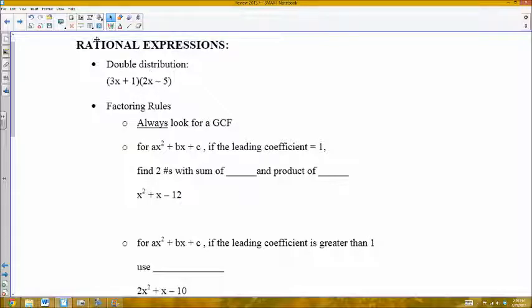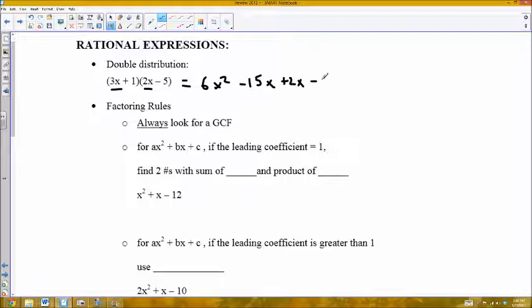So recall that you have that FOIL process. If I'm distributing, I have to distribute each of these terms to everything in its opposing terms. So I'll have 3x times 2x, which will give me 6x squared. 3x times negative 5, which would be minus 15x. 1 times 2x would be plus 2x. And 1 times negative 5 would be minus 5.